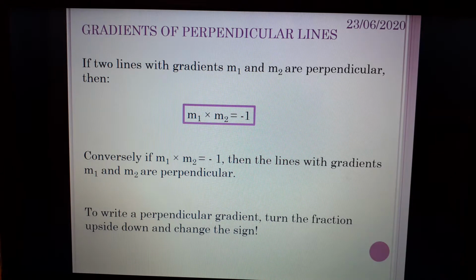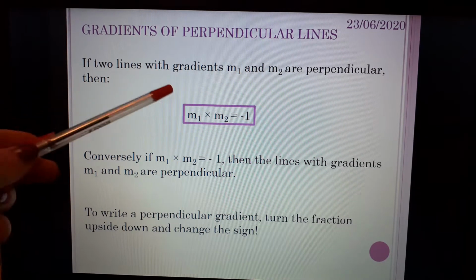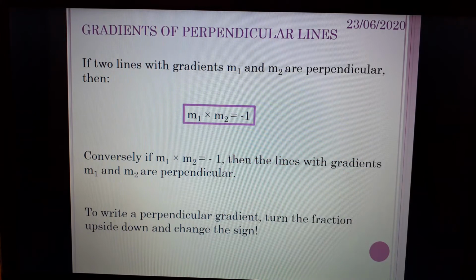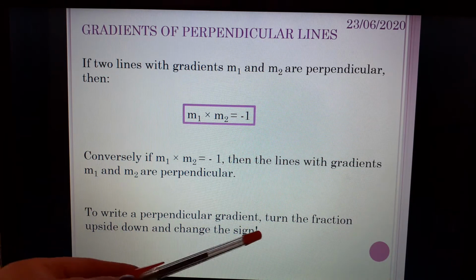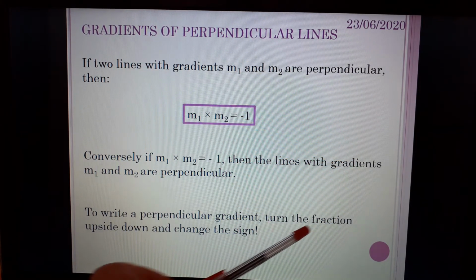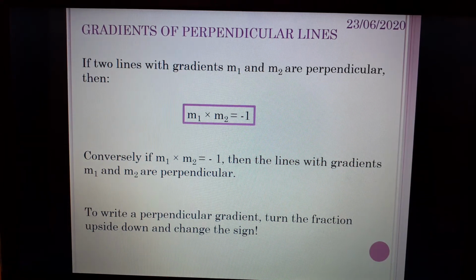To write the perpendicular gradient, if you're given one gradient and you're asked to write the perpendicular gradient, there is a very simple method that you're going to do. You very simply turn the fraction of the original gradient upside down and you change the sign. So you could be using this fact to prove that two lines are perpendicular, or you could be asked, given one gradient, what would be the perpendicular gradient to that? This is the method you would use for that. So if you're told one gradient is a certain value and you're asked for the gradient of the perpendicular line, then you simply turn the fraction upside down and change the sign. I'll show you how to do that in a moment.